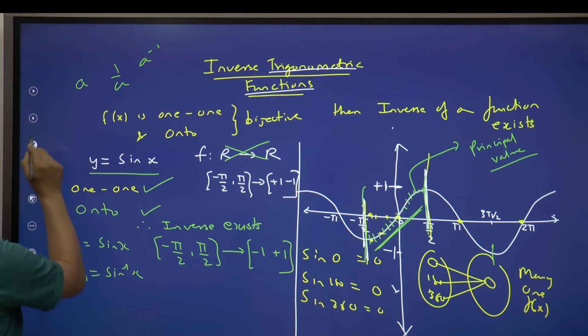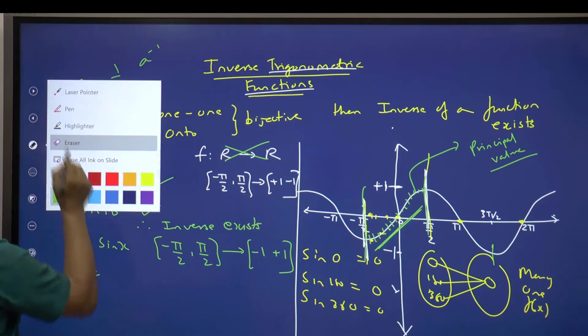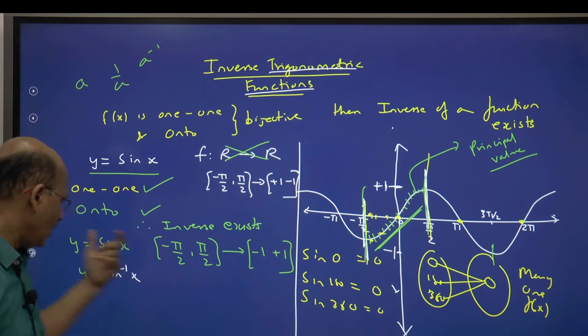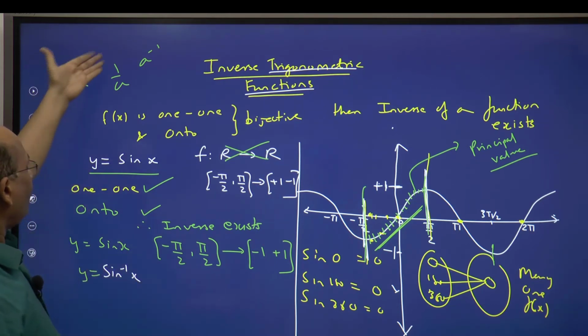Y is equal to sine inverse x. So this is an inverse trigonometric function. For this domain and range, the inverse of this trigonometric function exists. It is denoted by sine inverse x. Now inverse means what? 1 upon a.